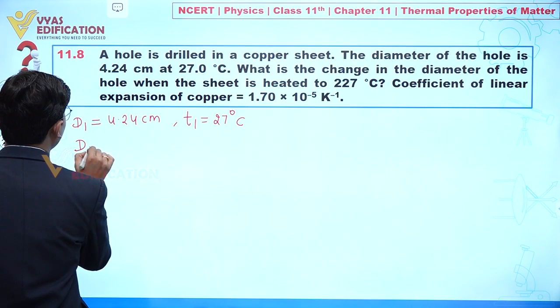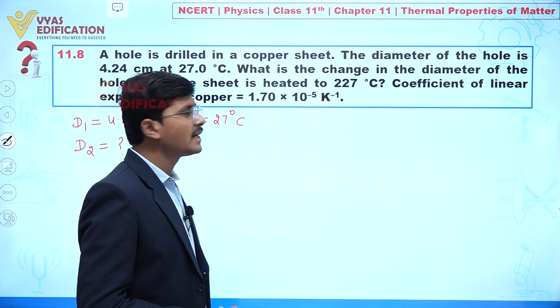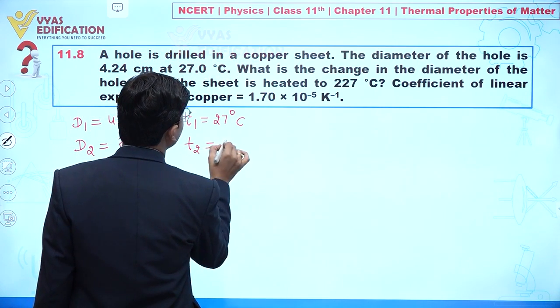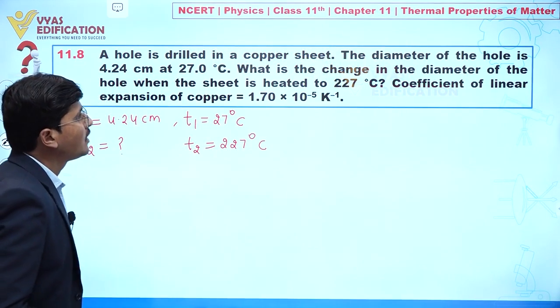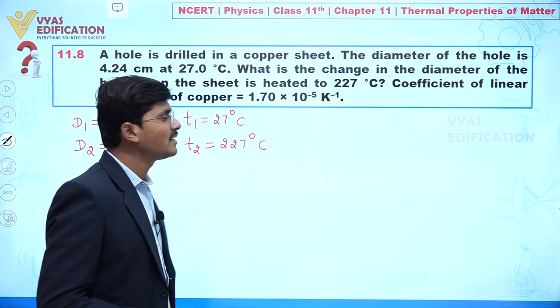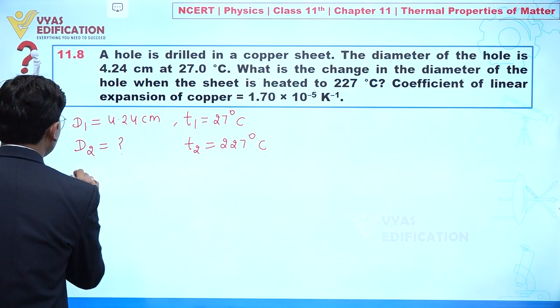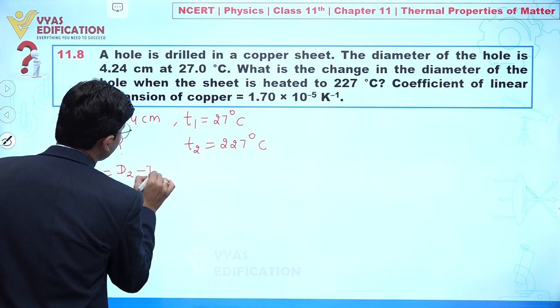Our objective is to calculate the value of D2 when the sheet is heated to a temperature of 227 degrees Celsius. So T2 is given as 227 degrees Celsius. Now our objective is to find this change in diameter, which means we will find delta D, or D2 minus D1.